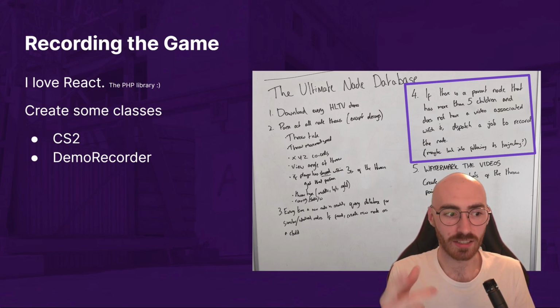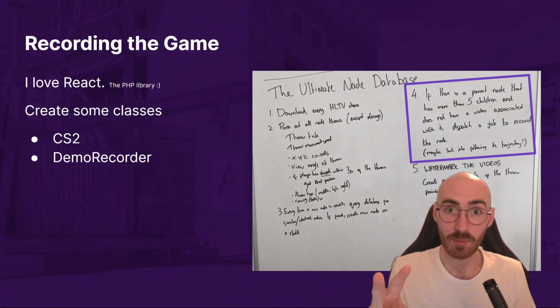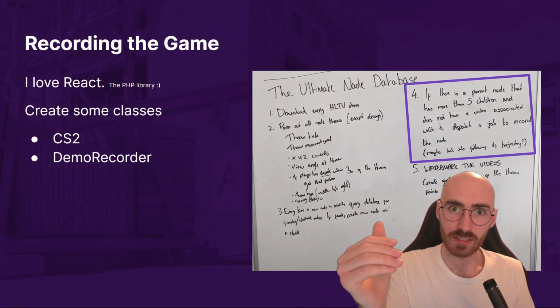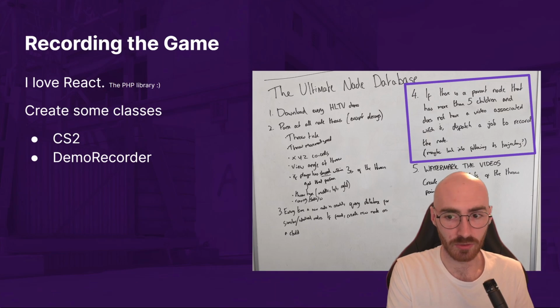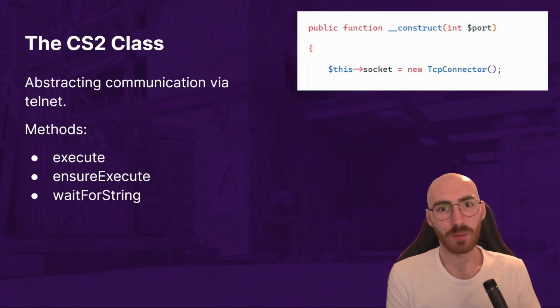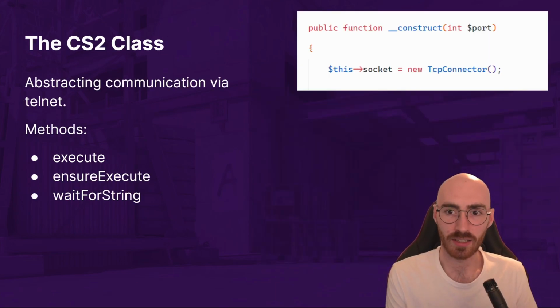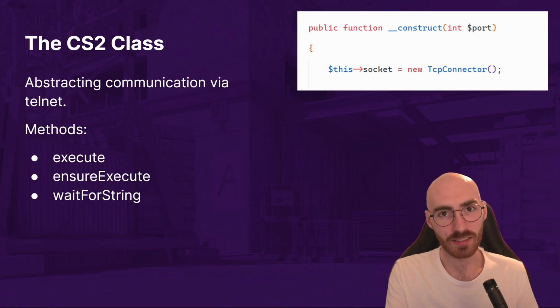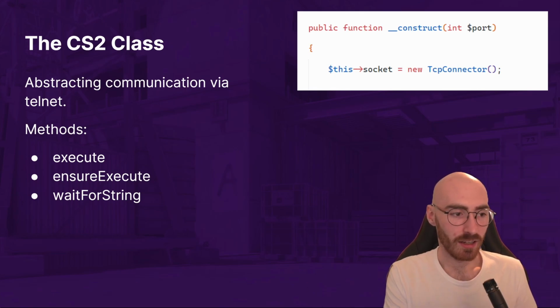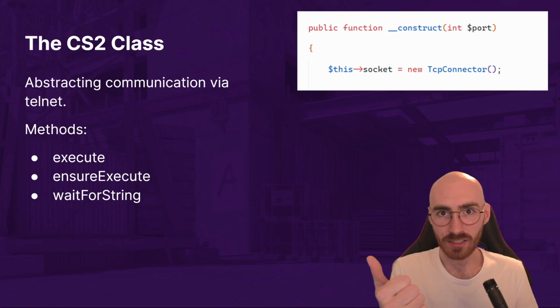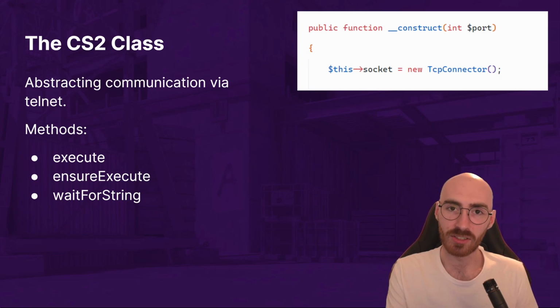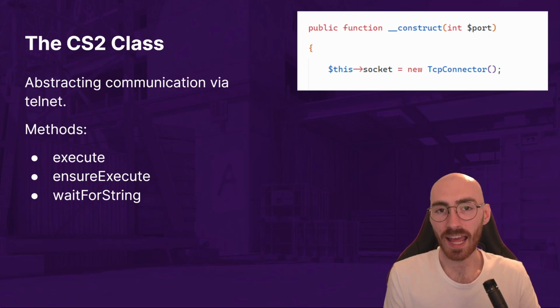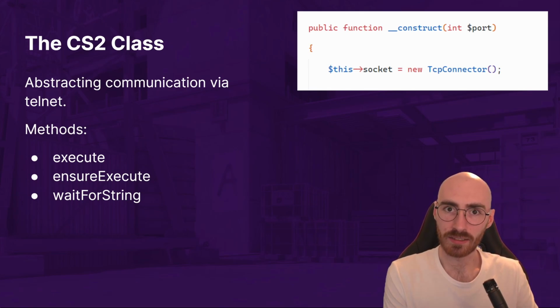So I've got two classes, CS2, which controls the game, and DemoRecorder, which is on top of the CS2 class, which handles the demo recording stuff. The CS2 class just abstracts the communication over Telnet, essentially. It uses the TCP connector in React PHP, and it's got three main methods. Execute, which throws a command into the TCP socket, doesn't care if it comes back or not. Ensure execute, which generates a random string, echoes that, then executes my command, and then sends the random string again.